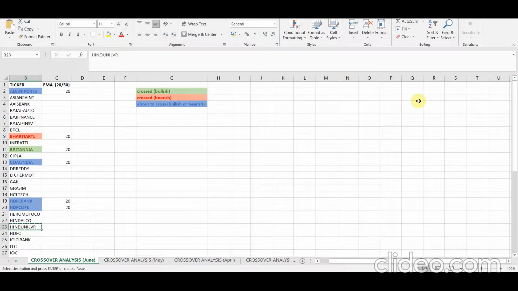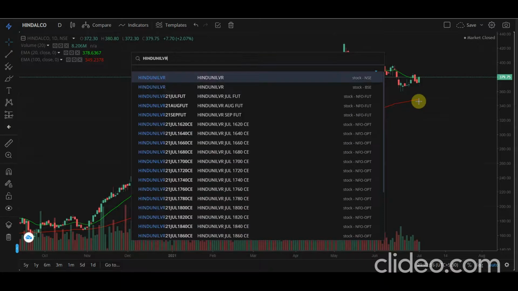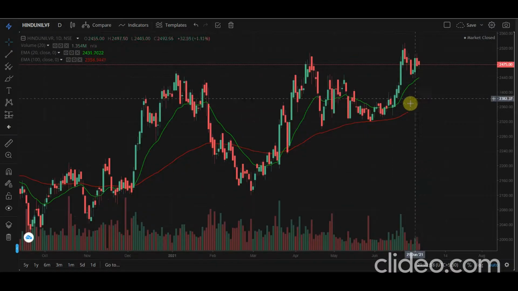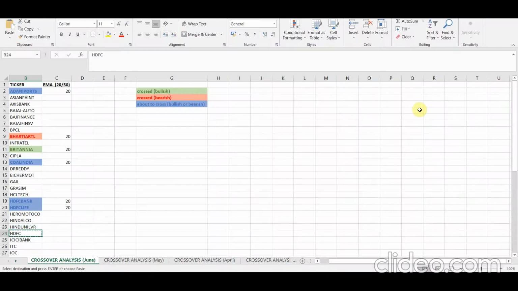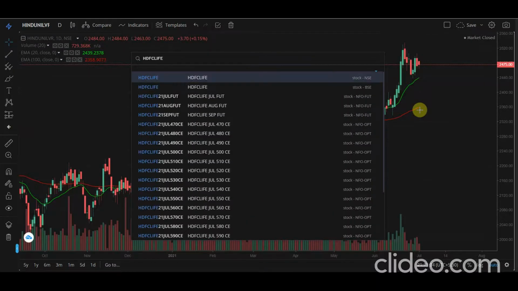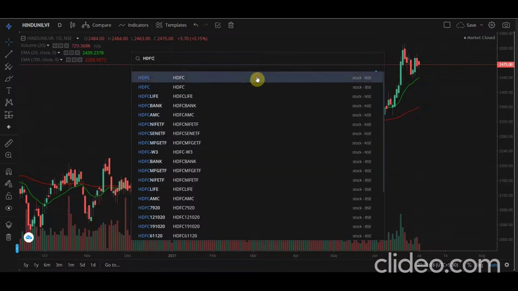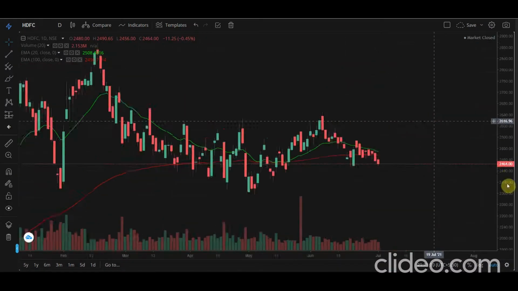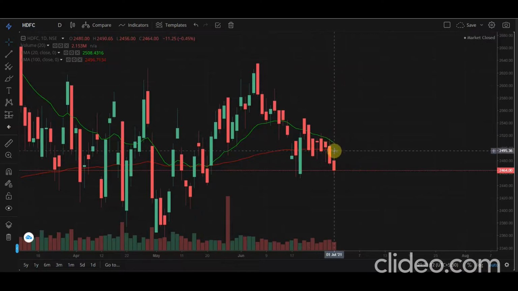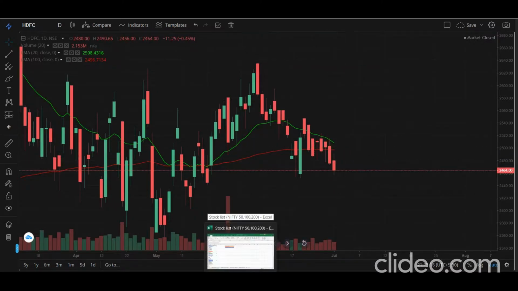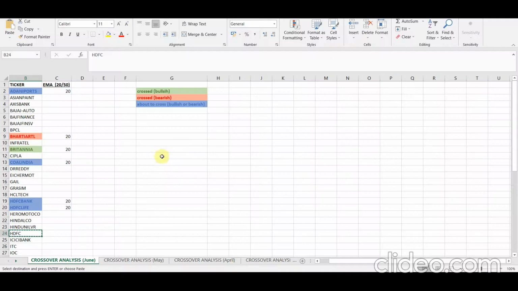Next is Hindustan Unilever. Again, too far. The gap is widening. Next is HDFC. Okay, yeah, this one. There is a great chance of crossover here, so I'll mark this stock as blue and I have to check this tomorrow or on Monday for sure.